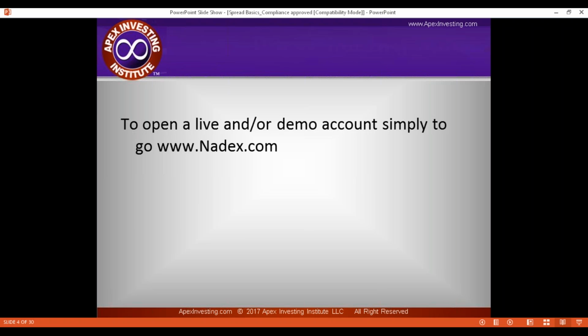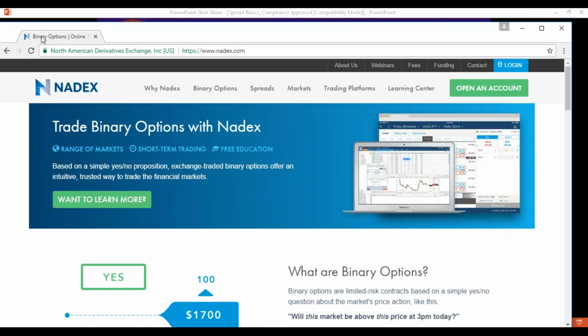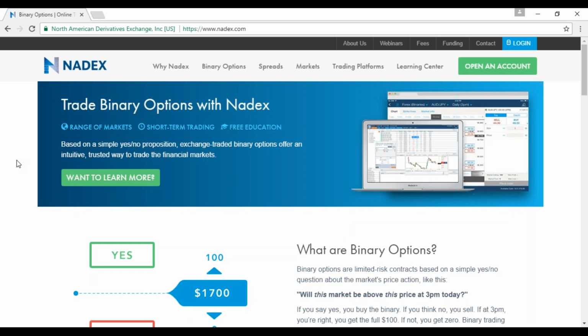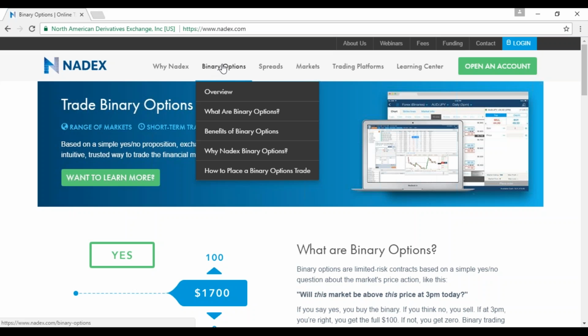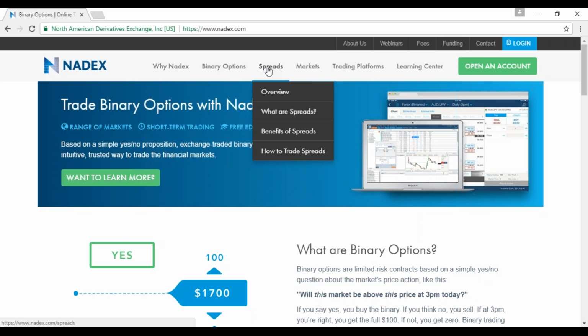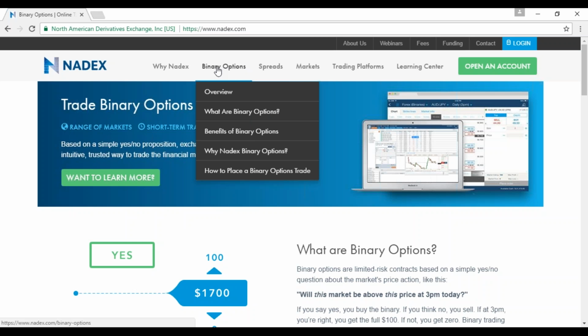So, like I was just mentioning, if you're brand new to Nadex, I just want to take a moment and walk you through a couple of very important things. If you hop on over to the Nadex platform, just go to nadex.com. First of all, if you go to trading platforms, you can go through the binary options tab and the spread tab. Today we're going to be talking about spreads, but there's some great basic information here, and even more in-depth information past the basics, some really great education.